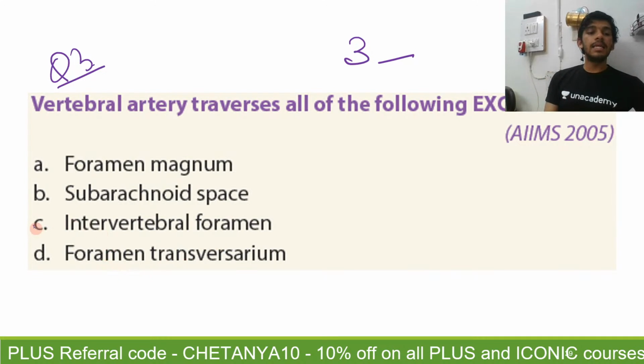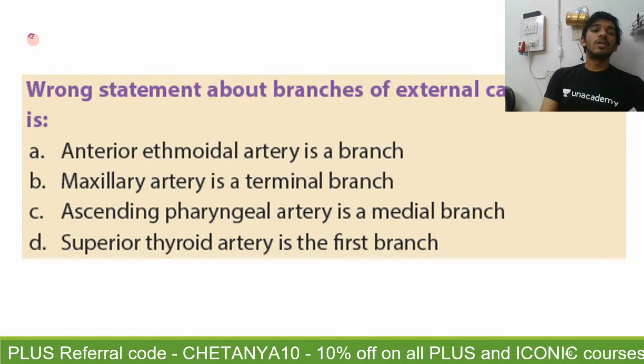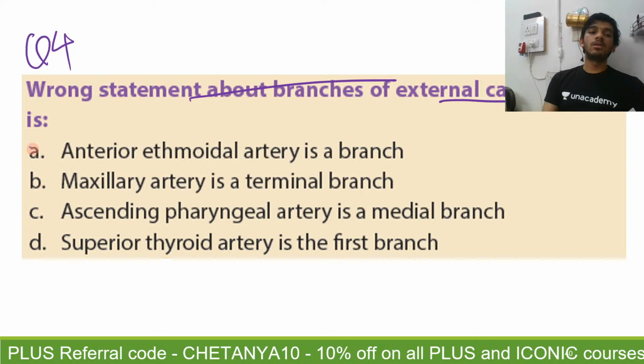The answer to the third is C, intervertebral foramen. Absolutely true, Akash Sinha. It passes through the foramen magnum, arachnoid space, and the foramen. Answer C. Question number 4: wrong statement about the branches of the external carotid artery. We have discussed the external carotid artery, so now you have to tell me the wrong statement. After today's lecture, this question should not take even 5 seconds. Immediately, these are all at your fingertips.